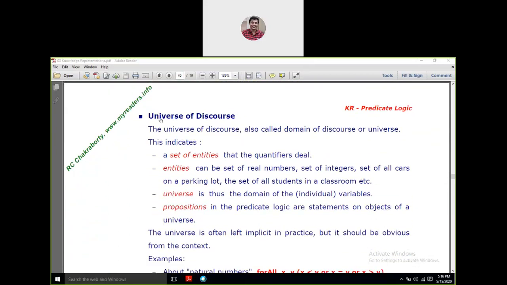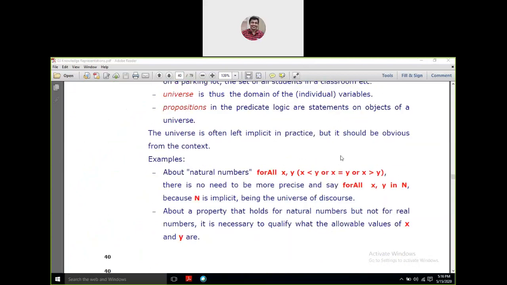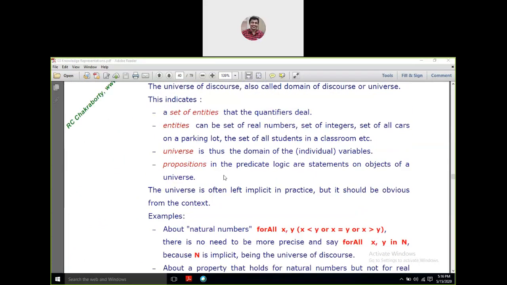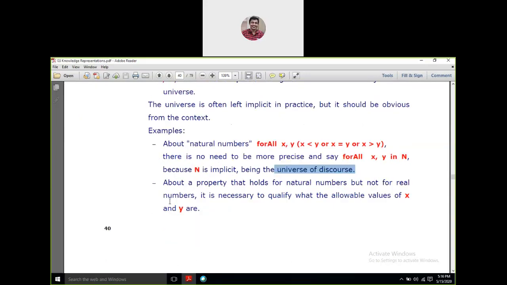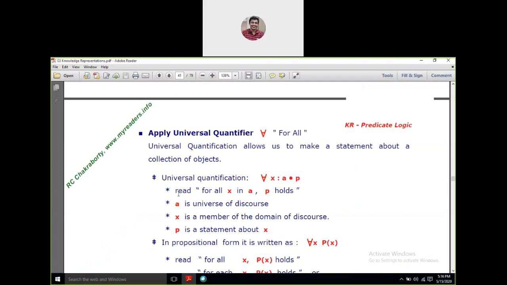Then universe of discourse. Universe of discourse is very clearly, it can be seen here, like when we talk about natural numbers for all x and y, this thing is there. So there is no need to be more precise. That means for all x in n, we generally don't say, where n is nothing but what? The universe of discourse. We have gone through all these things in the class previously.